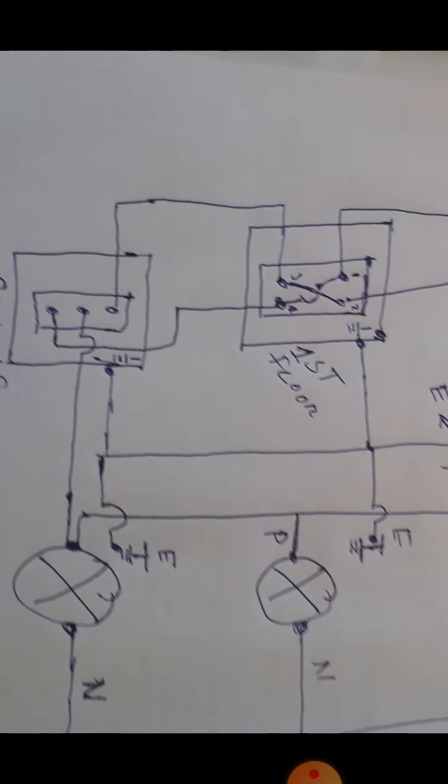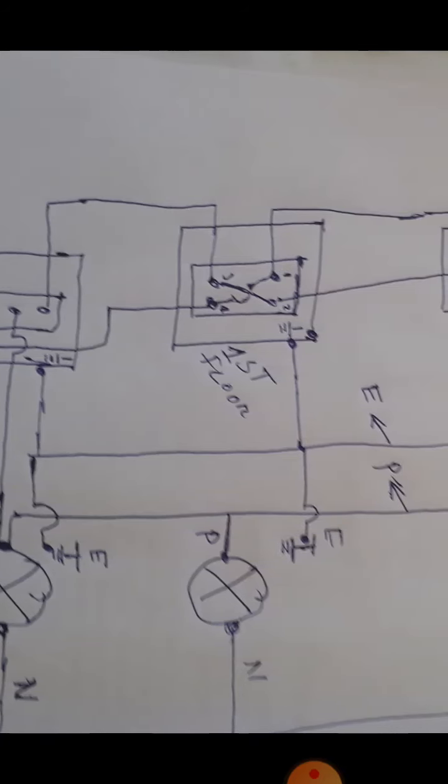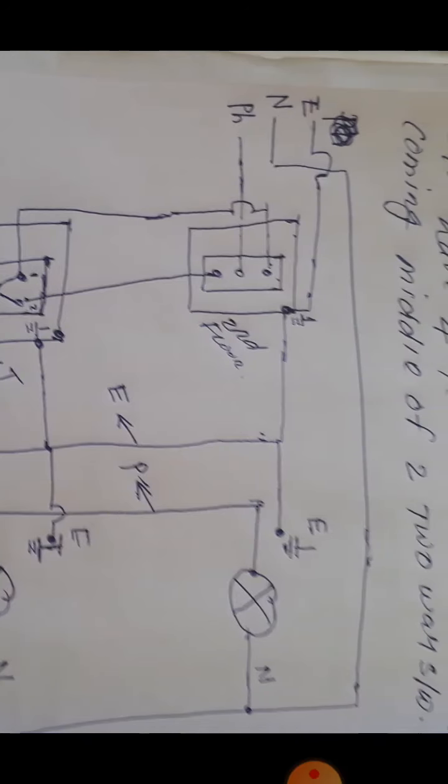So I am making it floor-wise. This is the ground floor, where you can put the two-way switch. On the first floor you can use the intermediate switch, and on the second floor you use a two-way again. The main distribution board is on the second floor. From the second floor, the phase comes to the center part of the two-way switch, and the neutral goes directly to the bulb, and the earth comes to the switch and also goes to the bulb and equipment.